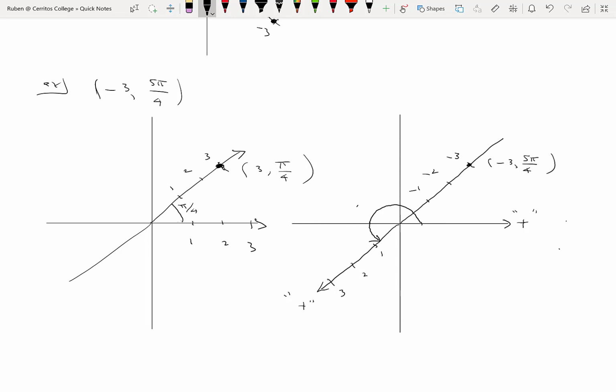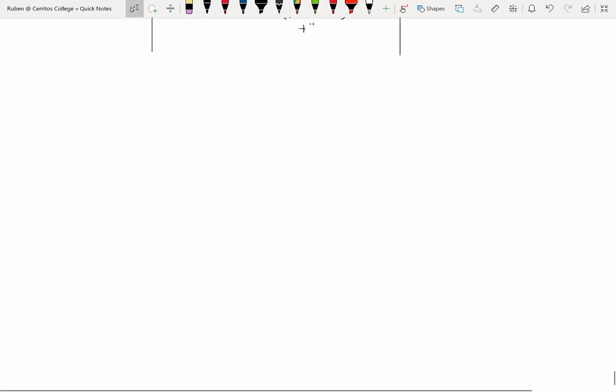The second thing we see from this is that points in the polar plane, or points with polar representations, don't have unique representations. This point, 3 comma pi over 4, and -3 comma 5 pi over 4 are the same point. They just have different representations in polar form. Okay, so there's a review of graphing points in the polar plane.